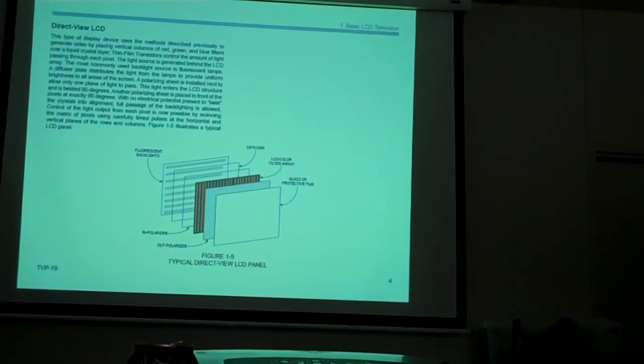So here we're showing the typical construction of an LCD display. You have some sort of light source. In this case, they're showing fluorescent backlights. The fluorescent backlights are still being manufactured, although they're being quickly replaced by white LEDs. For one thing, the white LEDs require much less voltage and current to perform, and they also last better.